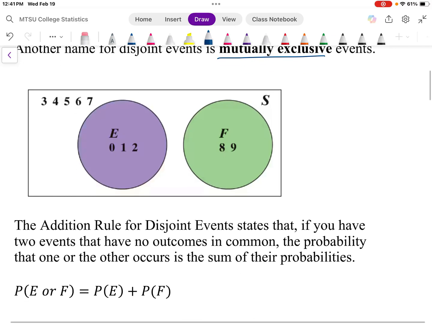The addition rule for disjoint events says that if you have two events that have no outcomes in common, the probability that one or the other occurs is the sum of their probabilities. So when I see the probability of E or F, I can just take the probability of event E and then add the probability of event F to get my final probability. That's what the addition rule says for disjoint events.